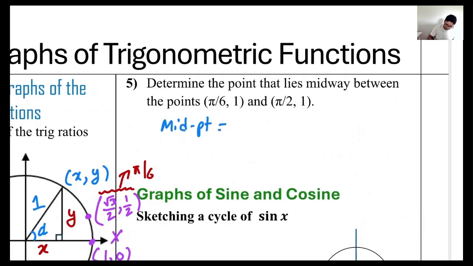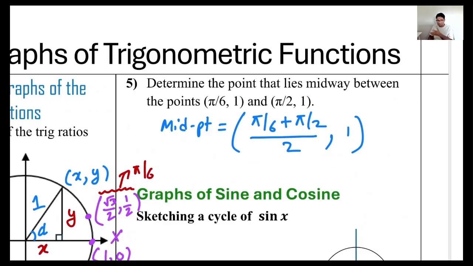For the x coordinate, you will do the calculation pi over 6 plus pi over 2 divided by 2, right? That is the formula for midpoint, x1 plus x2 divided by 2. y1 plus y2 divided by 2 will still be 1 because it's 1 plus 1 divided by 2, or it is just a horizontal line anyways. So I know the y coordinate will be 1.